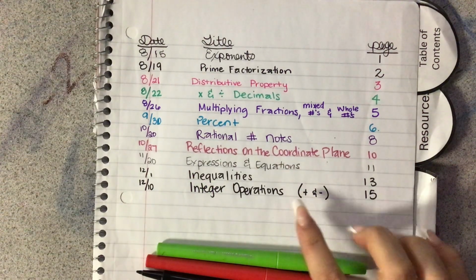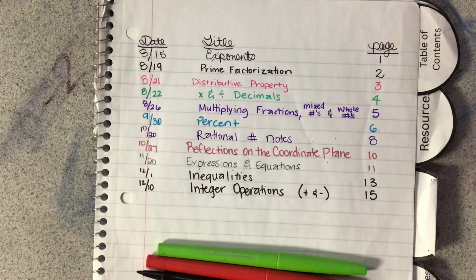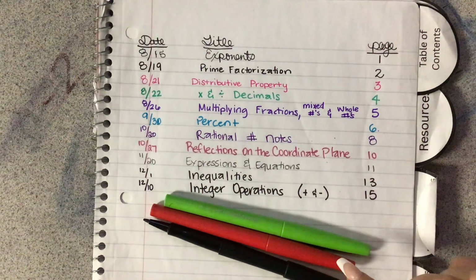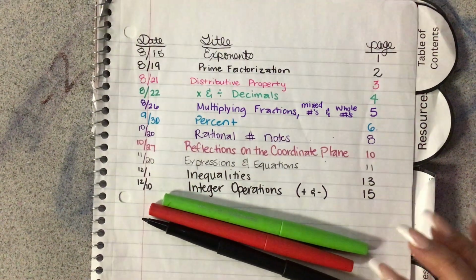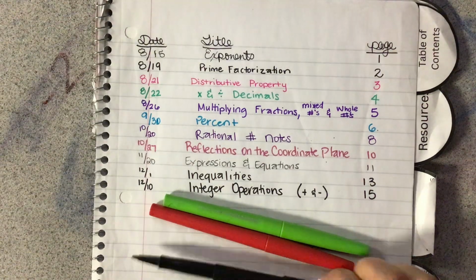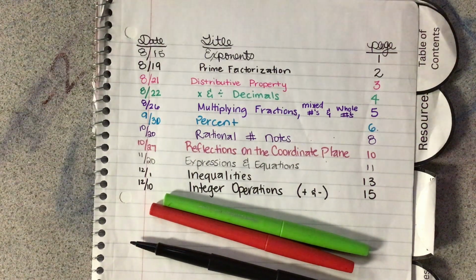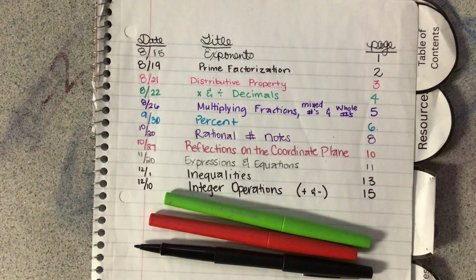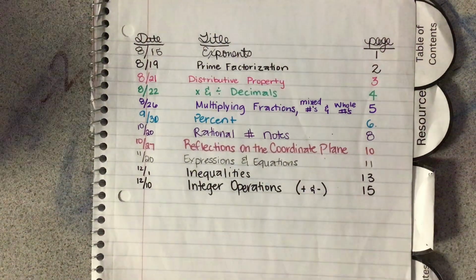Add integer operations, adding and subtracting, to your table of contents. Make sure that you have green, red. You need at least those two colors, and then something to write with. I'm going to be writing in black. So make sure you have those. Then turn to your next available page.